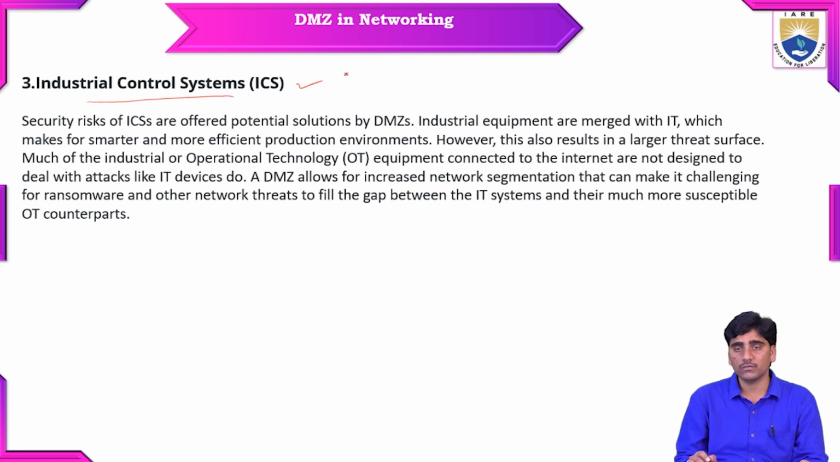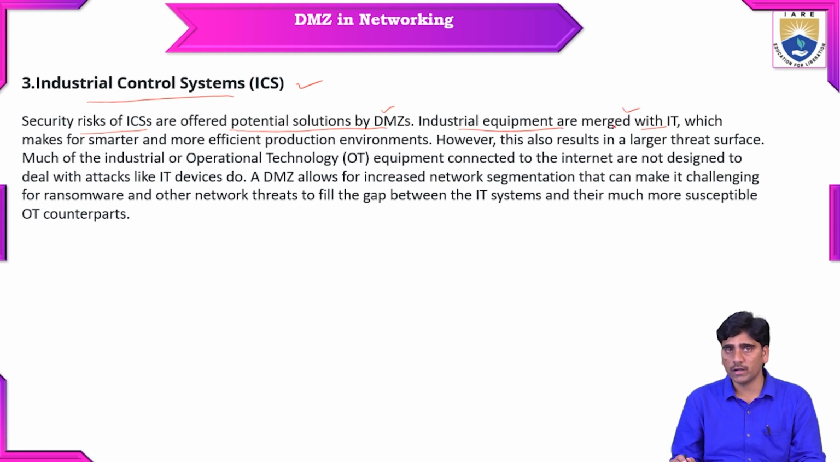Industrial control systems. We can call it industrial control system, ICS. The security risks of ICS are offered potential solutions by a demilitarized zone. Industrial equipment is merged with IT, which makes for smarter and more efficient production environments. However, this also results in a larger threat surface.